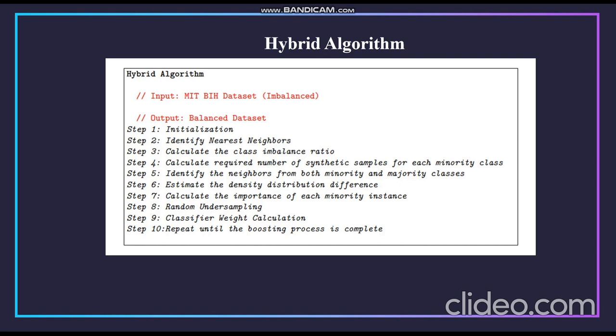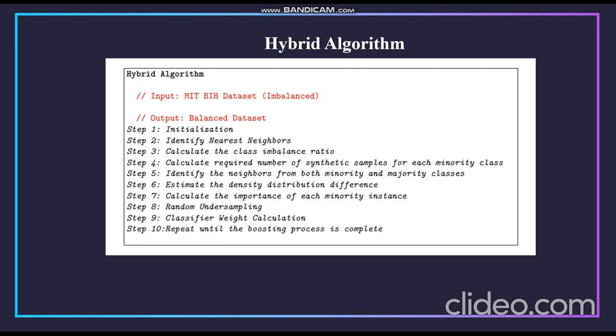Then, find out the Tomek links. A Tomek link is defined as a pair of instances, x and y, where x belongs to the minority class and y belongs to the majority class. According to its working, once Tomek links are identified, remove the instances from the minority class that are part of these links.